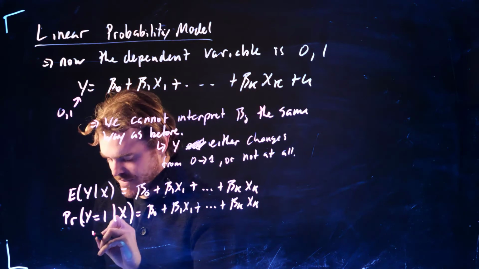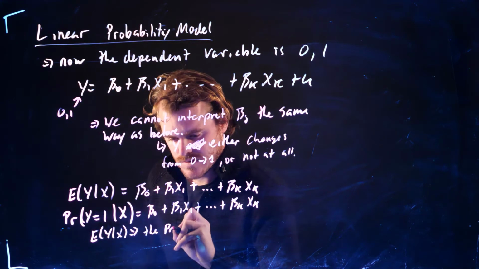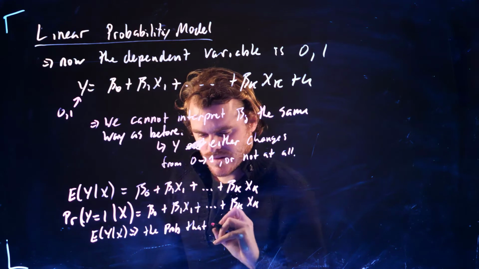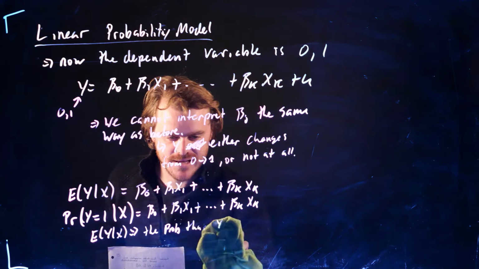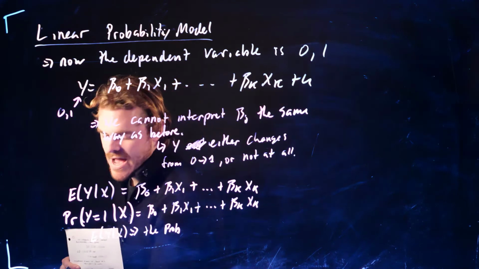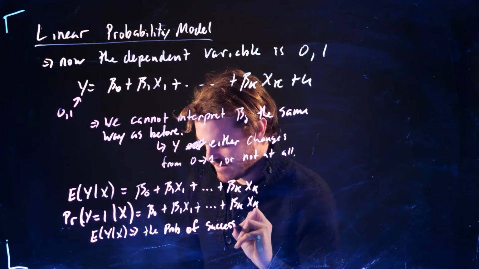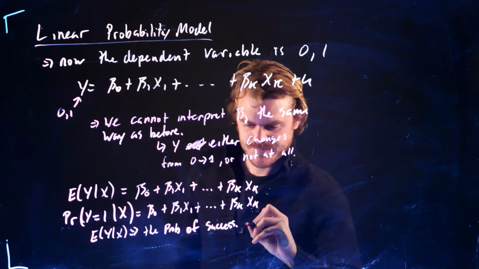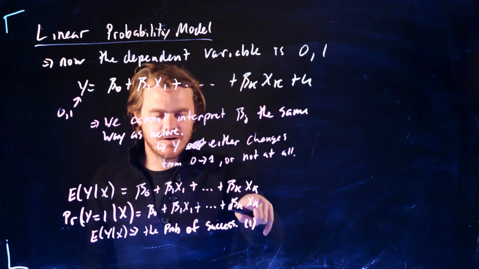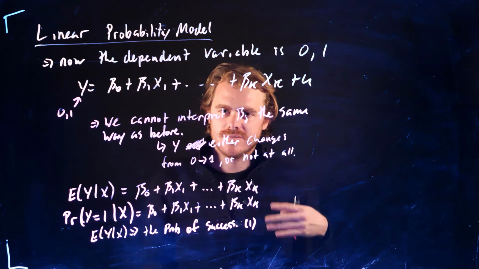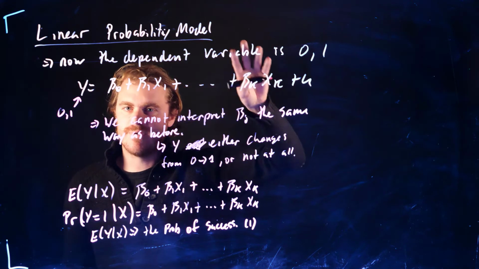So that's what this is capturing: the probability that y equals 1, or sometimes you'd say, the probability of success in terms of y being equal to 1. That's going to help us think about our interpretation. So let's erase this and think about the interpretation.